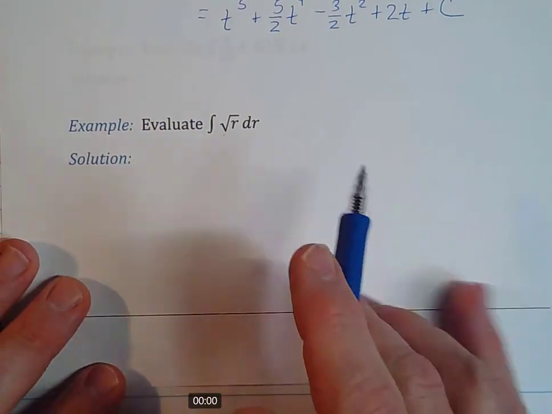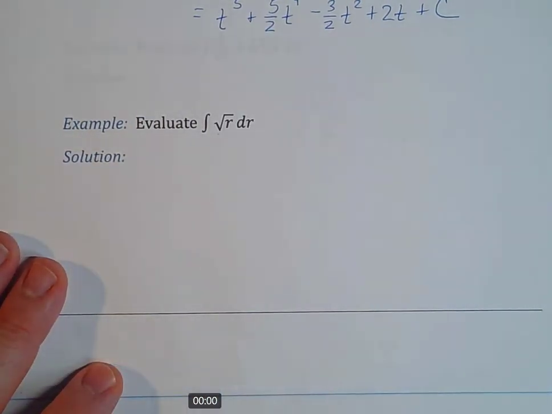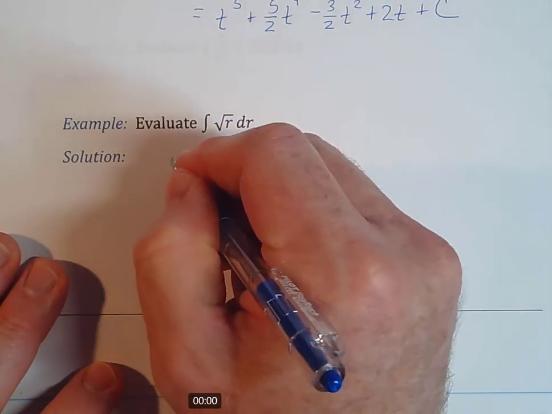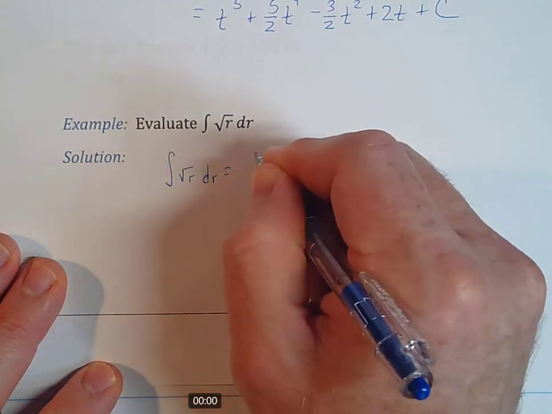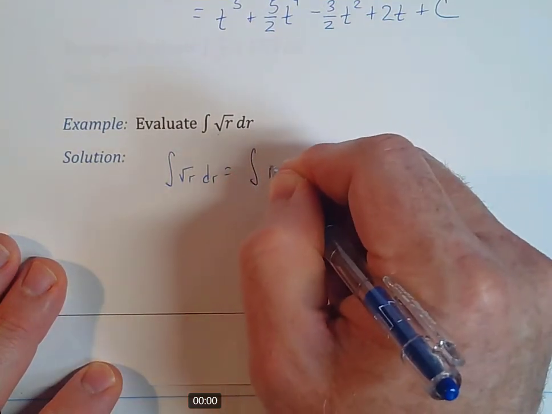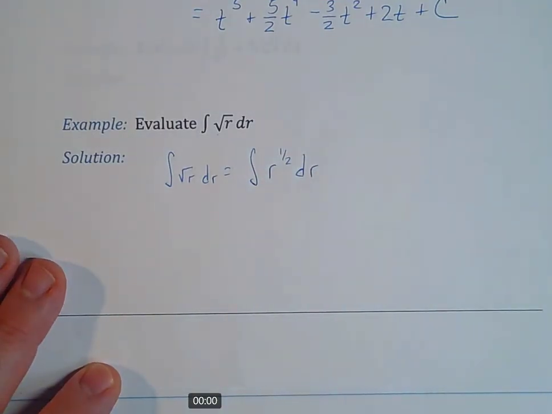So in this one, okay, well, I don't have any kind of rules that tell me about square roots, but we'll use the same strategy we did when we first started learning about derivatives. I'm going to rewrite my problem so that it fits one of the rules. So I'm going to rewrite this as r to the 1/2.